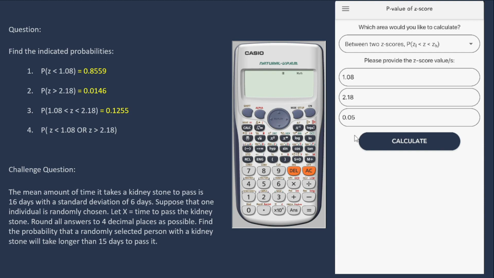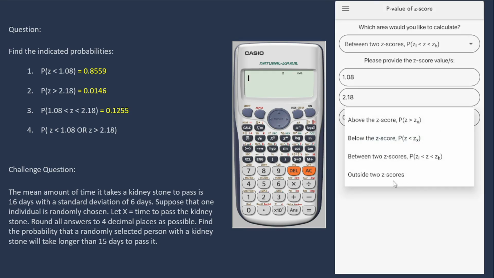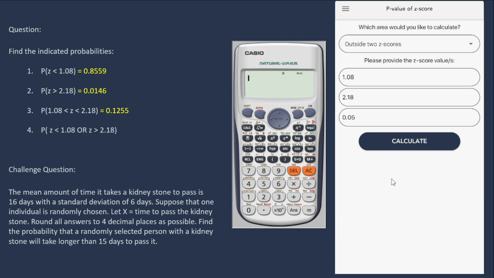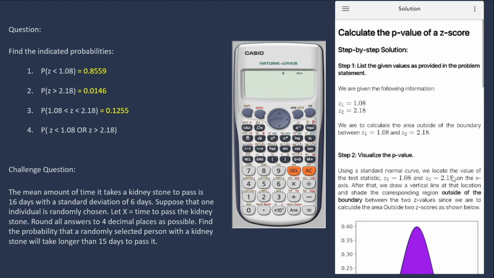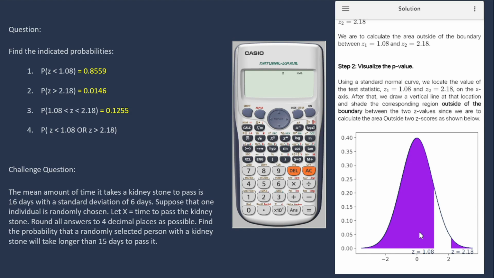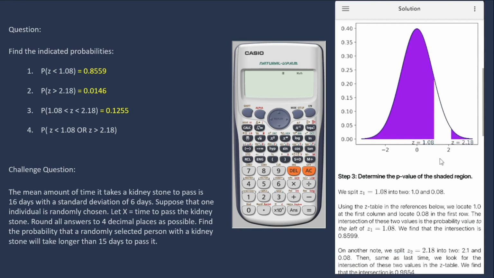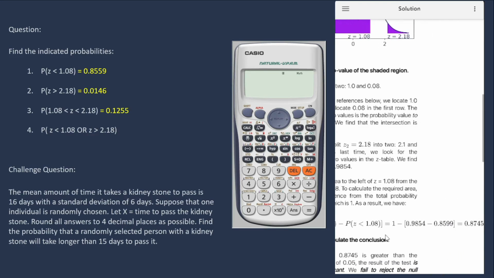Now for the last indicated probability, we are to calculate the probability that is less than 1.08 and also greater than 2.18. So in this case, we're trying to calculate the probability outside of two z-scores. So it's still the same, 1.08, 2.18. So we press calculate. So we have here the shaded region, the visualization of the required probability. And then we have this particular value.